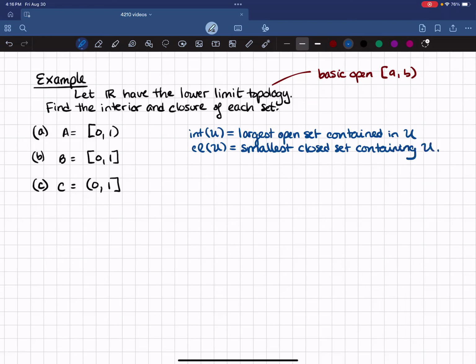as a subset. Okay, so the interior is kind of like inside U, as big as it can be and still open. And the closure is around U, it contains U, and it's as small as it can be and closed.